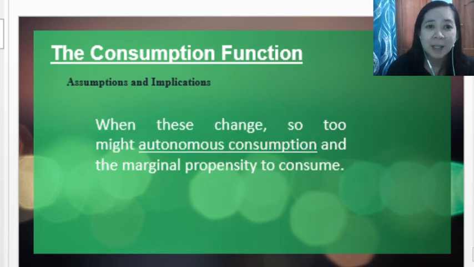So when this changes, so too might the autonomous consumption and the marginal propensity to consume. Of course, because these factors somehow depend on the level of income as well as the spending of the individual. Okay, so that's all for our consumption function.